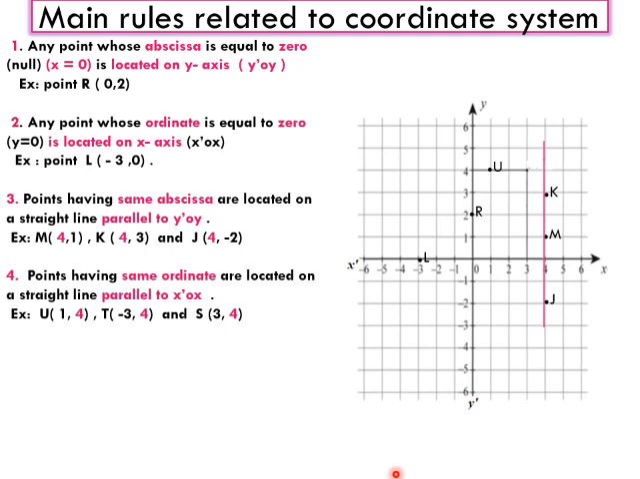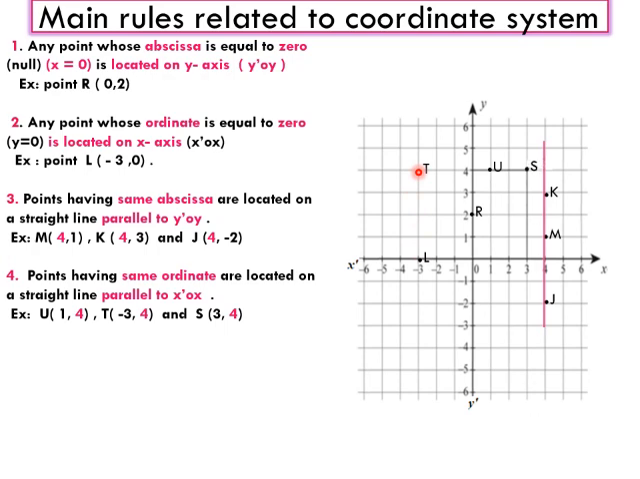Let us plot these 3 points. We have point U of coordinates 1, 4. Start at the origin, move 1 step to the right along x prime or x, then go upward 4 steps along y prime or y. U is located here. Point T of coordinates -3, 4. Start at the origin O, move 3 steps to the left along x prime or x since xt is equal to -3, then go upward 4 steps along y prime or y since yt is equal to 4. So T is located here.